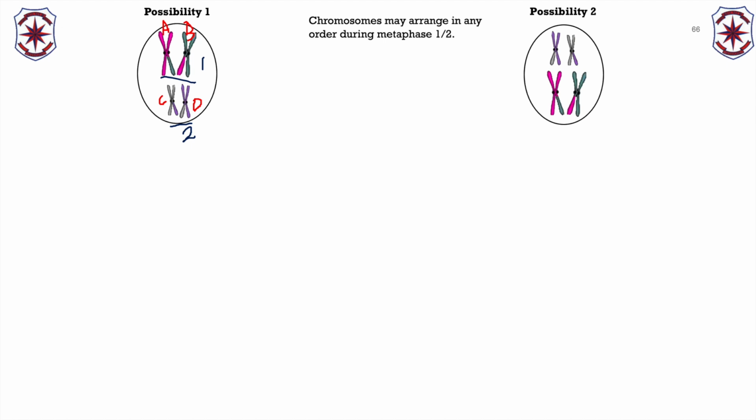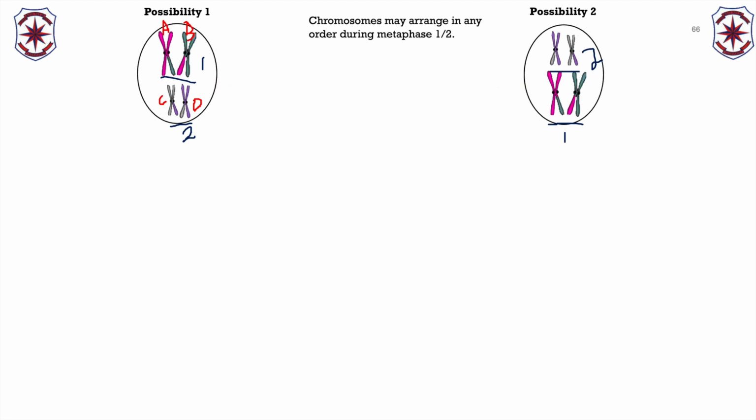Now, this is a different arrangement there. When you check in this chromosome, chromosome pair 1 is at the bottom, and then chromosome pair 2 is at the top. So the way that they arrange themselves is random, it's different from each other.